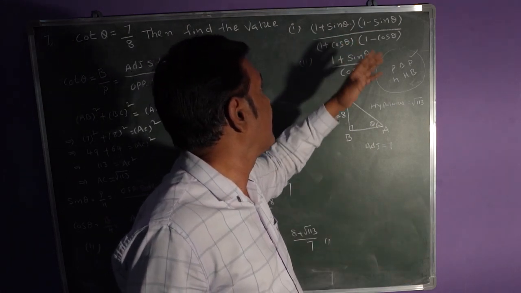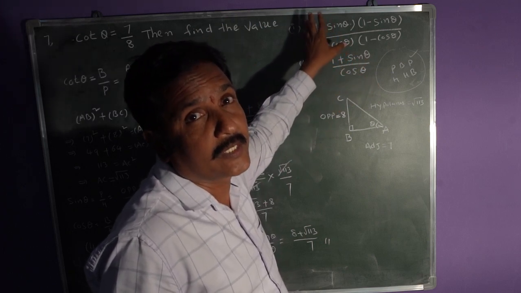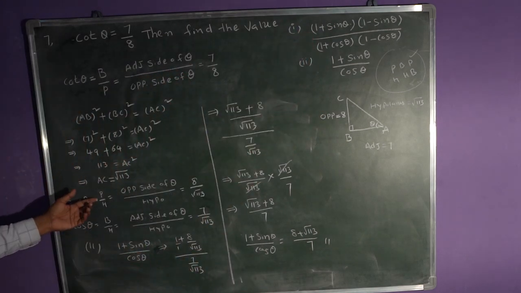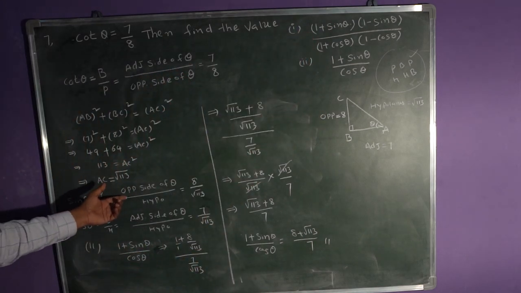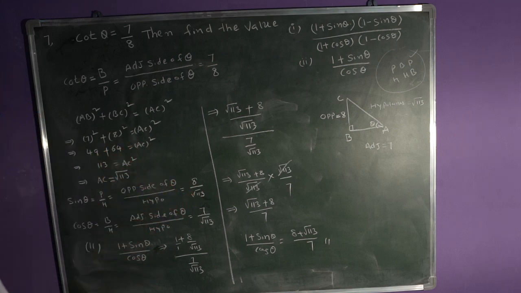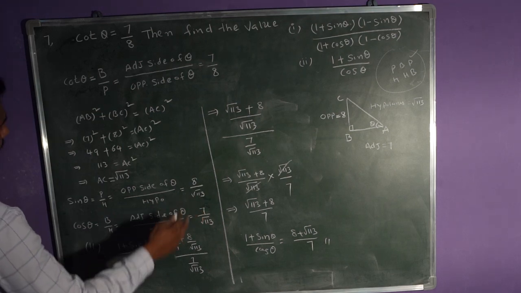Sine value and cos value, these two trigonometrical ratios are important in the question. Then find the sin theta value. Sin theta equals P by H, where P means perpendicular, the opposite side of theta, and H means hypotenuse: 8 by root 113. Cos theta means B by H, the adjacent side of theta by hypotenuse: 7 by root 113.